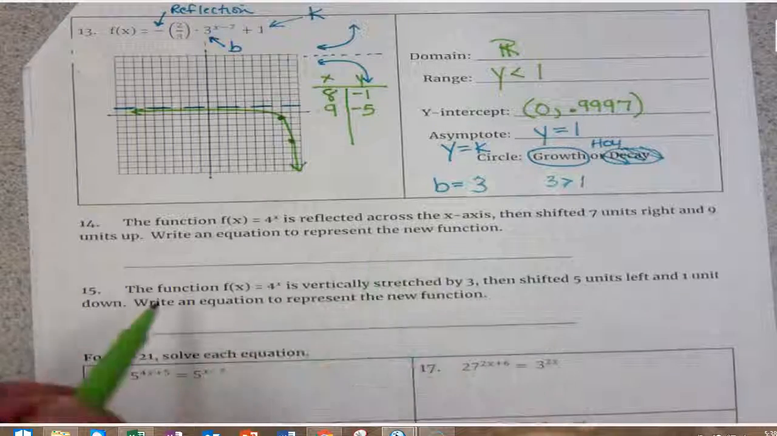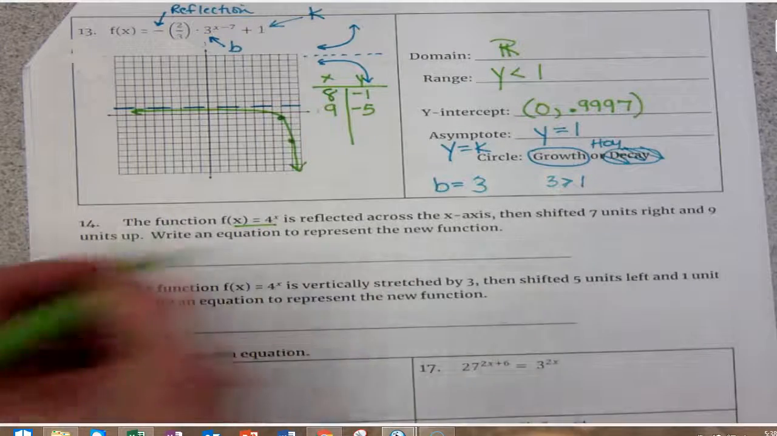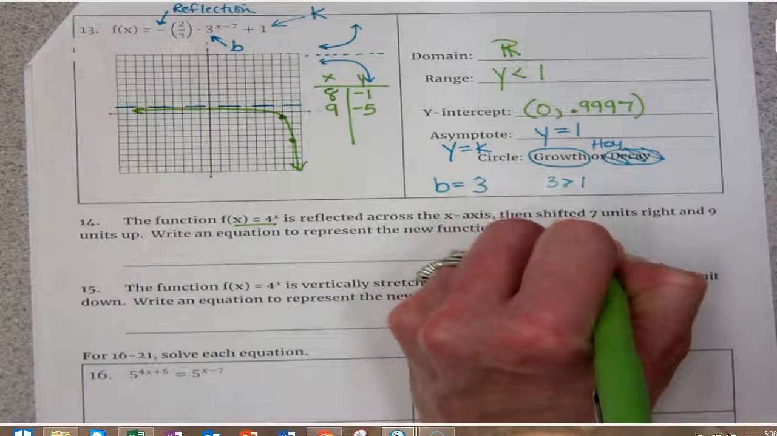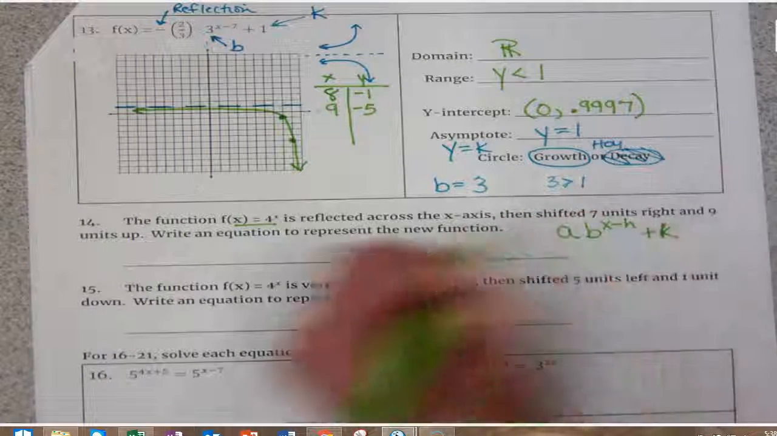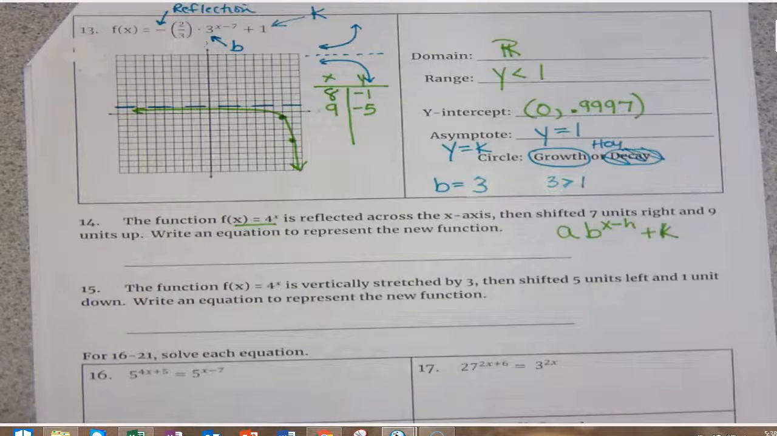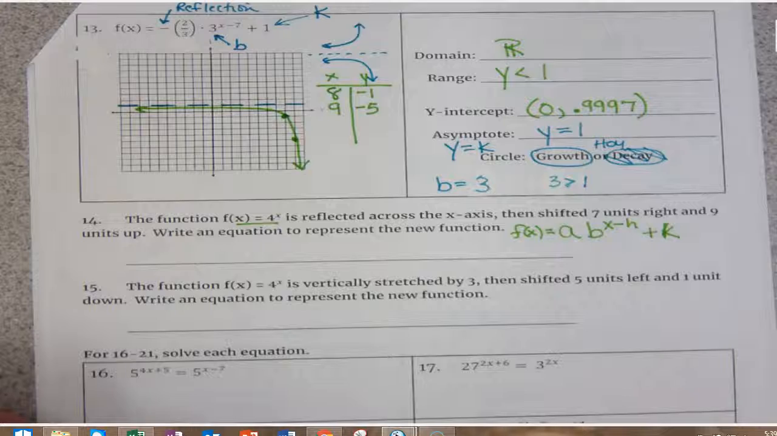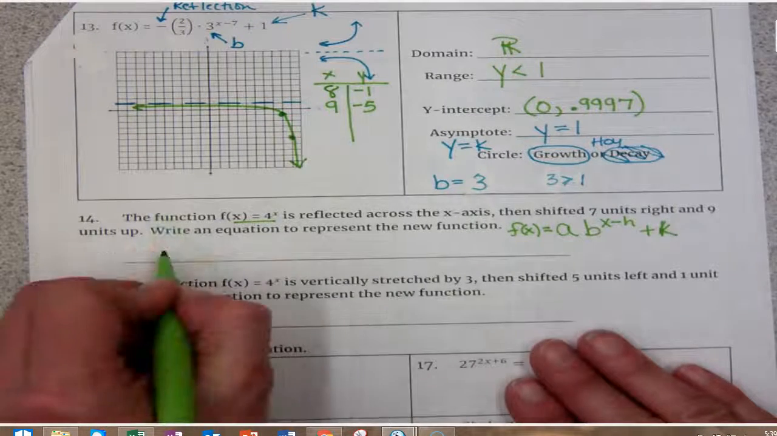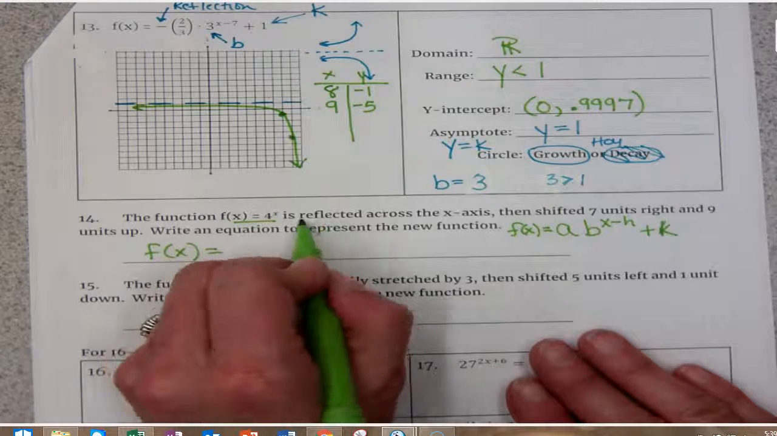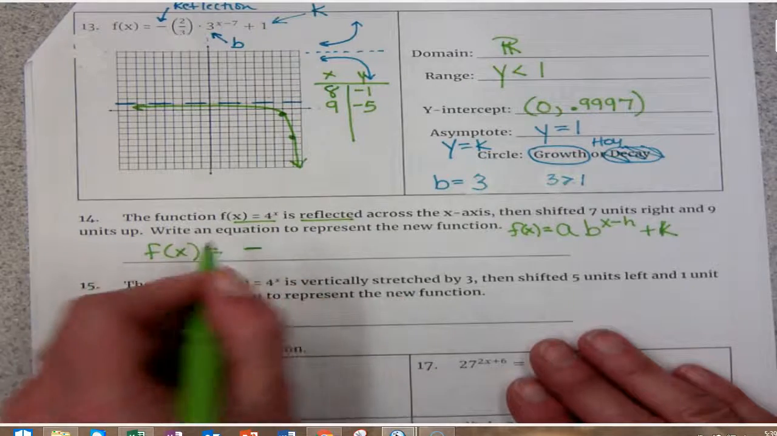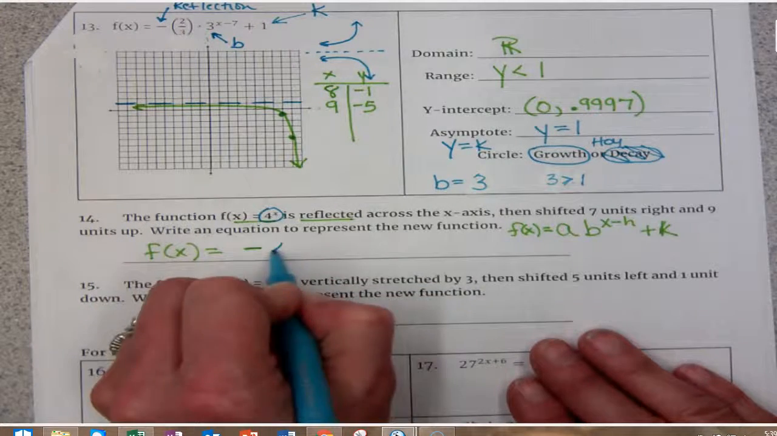All right, last 2 on this video. So if we know that this, we're looking at this equation. Do you remember this one? We talked about it a little bit at the beginning. X minus h plus k. Here's our transformation equation. Okay. So if it's reflected, we've got f of x equals, if this is reflected, it's going to be negative 4x.